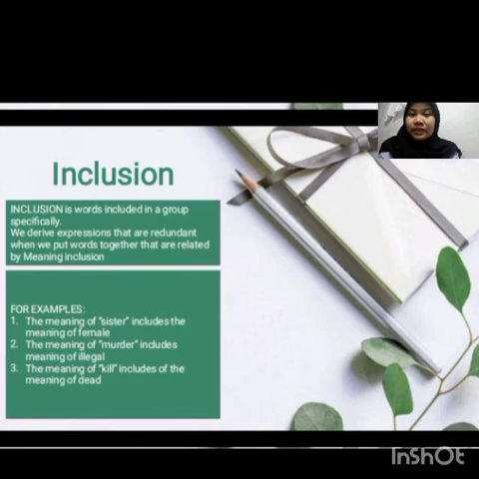The example, the first, the meaning of sisters includes the meaning of female. And the next, the meaning of murder includes the meaning of illegal. And the last example is the meaning of kill includes the meaning of death.